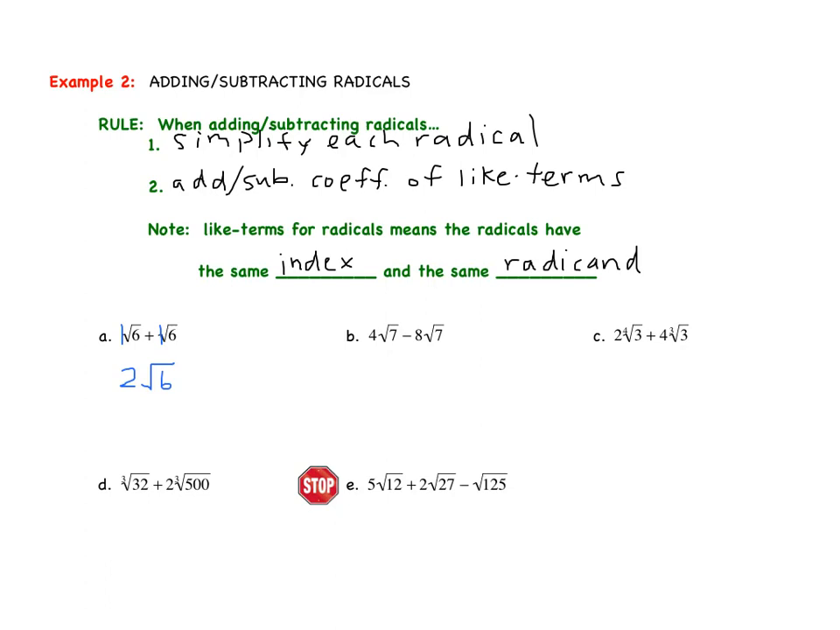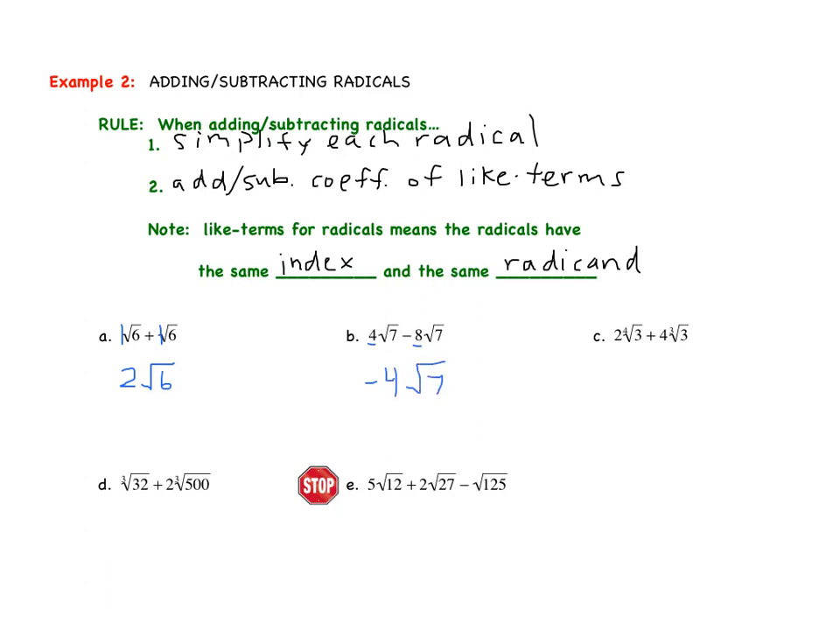Okay, with part B, again, we take a look at the radicals. Square root of 7 can't be simplified. And I check their index. They both have an index of 2. And now we zoom in on the coefficients. 4 minus 8 is negative 4. And we keep the root 7.